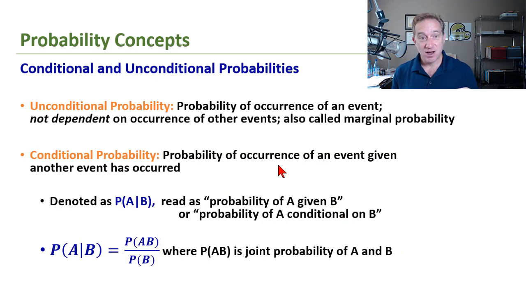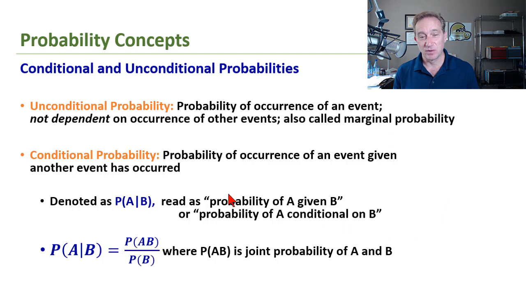Okay, so now we'll get a little more specific about probability terms, and these are really important. I can't tell you how important it is to get these definitions down and understand them when we actually go to apply probabilities in finance. It comes up all the time. So we have conditional versus unconditional. An unconditional probability is the probability of occurrence of an event that is not dependent on the occurrence of other events. We sometimes also call this marginal probability.